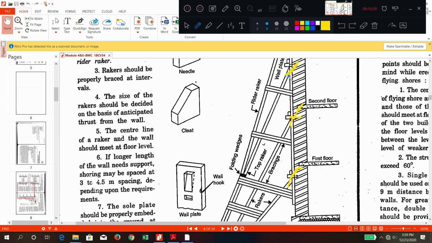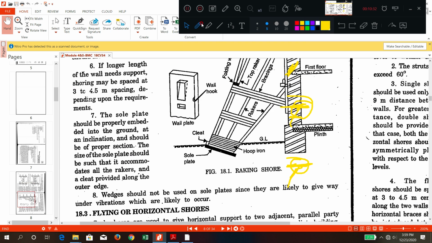So all this center line of the rackers should meet at the floor level. Very, very important. Should meet at the floor level, okay? Now these are common points. Now one more point is there.